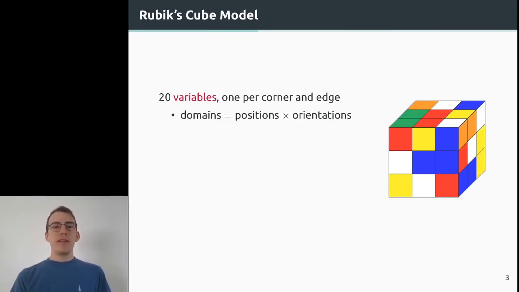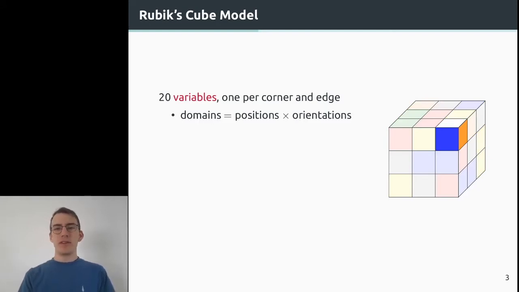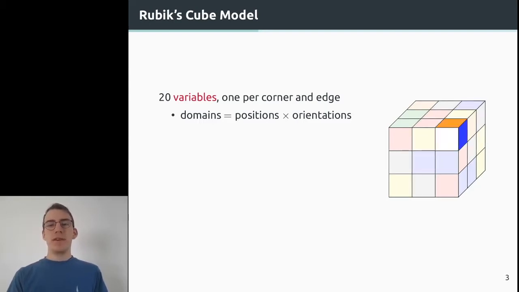We use 20 variables, one to represent each of the corner and edge cubies of Rubik's Cube. The domain of each such variable represents the positions and possible orientations of each cubie. So consider, for example, this corner cubie. At this position, it can be at 3 different orientations, but it can also be at each other corner of the cube. So that's the domain of this variable.